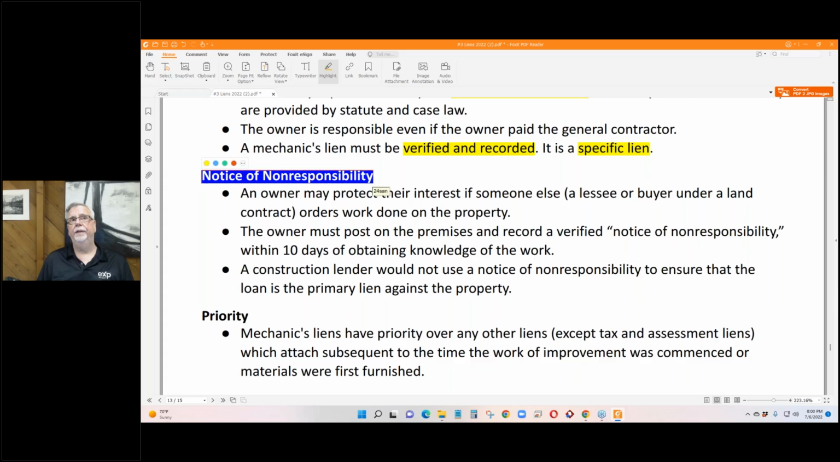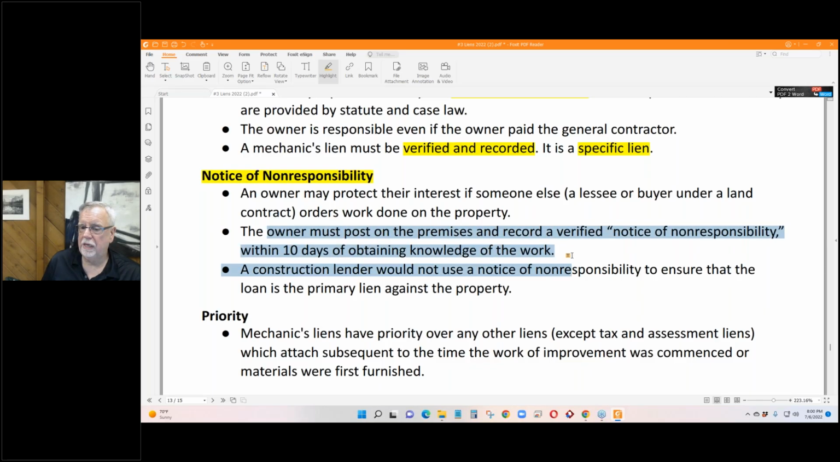tenant is having work done on the property. And what the owner of the property is concerned about is what if the tenant doesn't pay the contractor and the contractor files a mechanics lien against the property of the owner, and the owner never wanted the work done in the first place. So what the notice of non-responsibility does is it gives notice to the workers, to the contractor, that you can't file a mechanics lien because the owner didn't authorize the work, a tenant did. The owner must post on the premises and record a notice of non-responsibility within 10 days of the work.